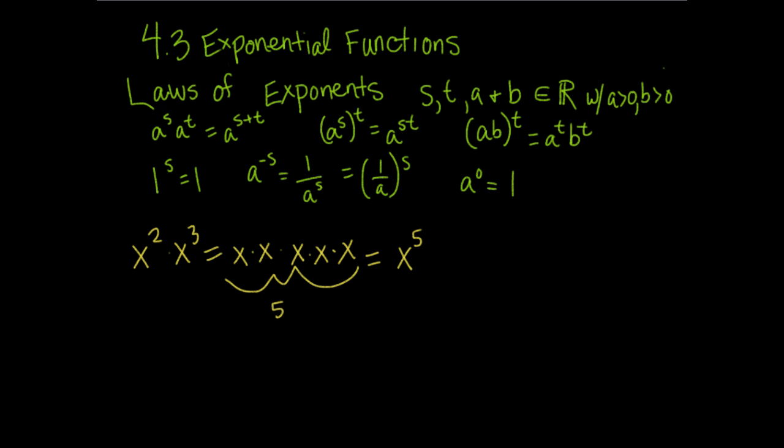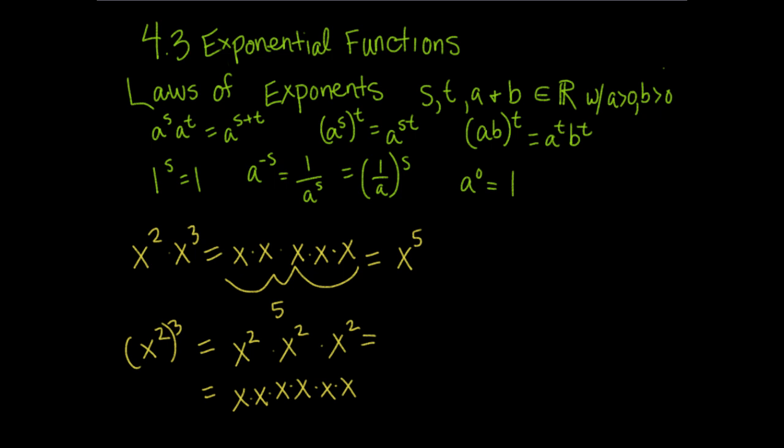Same goes if you have x to the second and all of that is raised to the third power. By expanding, you have x to the second times x to the second times x to the second. That leaves you with x to the sixth. If you forgot, you could write out adding 2 plus 2 plus 2. You're adding 2 three times, or you can think of it as multiplication. X to the 2 raised to the third power is x to the 2 times 3, so we're multiplying there.